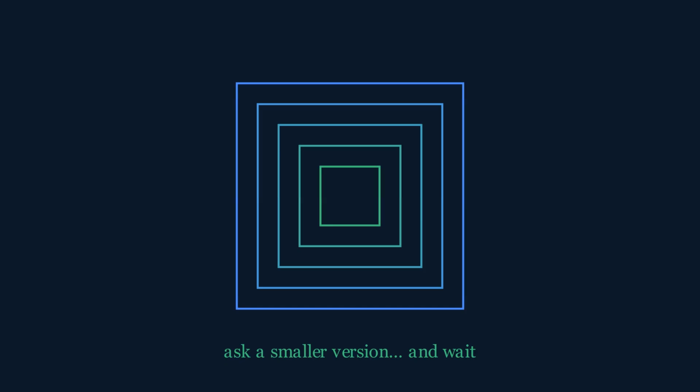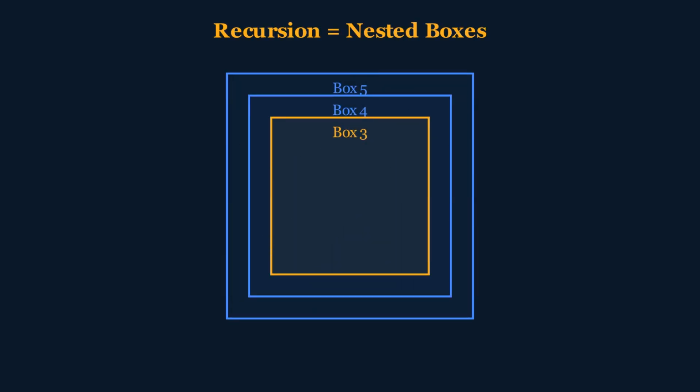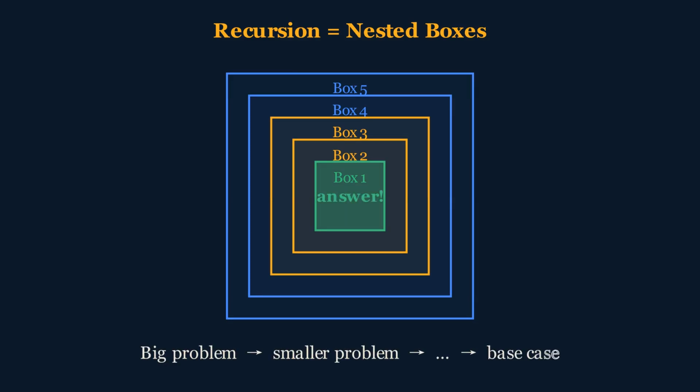Here's the secret nobody tells you. Recursion isn't a function repeating forever. It's a function asking a smaller version of itself for help and waiting. Think of nested boxes. Box 5 can't answer the question alone. So it opens box 4 and asks. Box 4 opens box 3. And so on, until one tiny box finally knows the answer. A recursive function works the exact same way. It solves a big problem by asking itself to solve a smaller one.